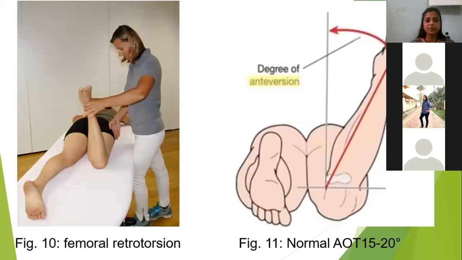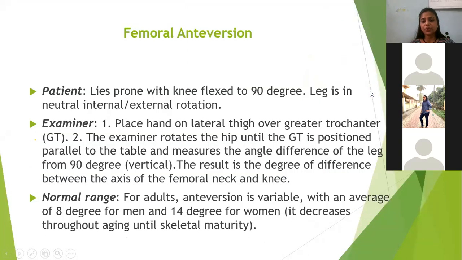In the first figure, you can see it is in a straight line, and when you rotate it outside or internally, you have to measure this angle, with the greater trochanter coming parallel to the table. The average is 8 degrees for men and 14 degrees for women. It decreases throughout aging until skeletal maturity.